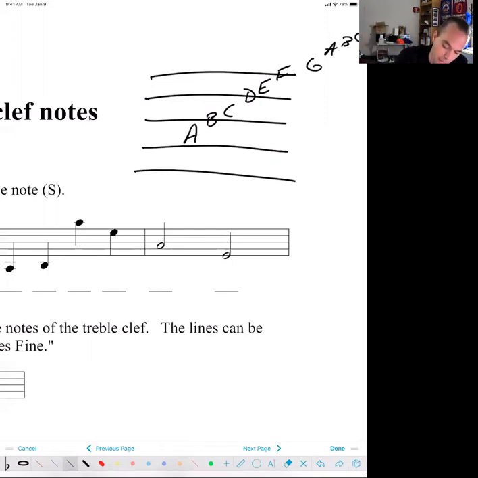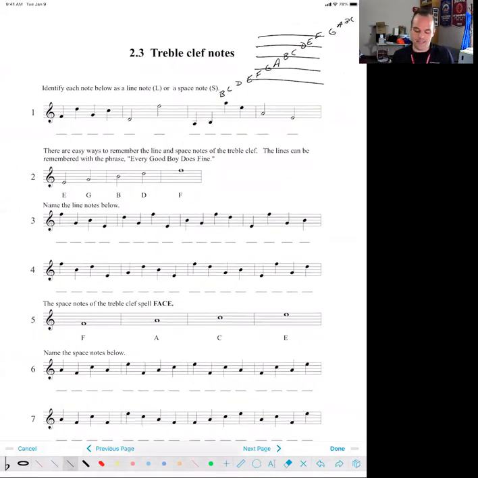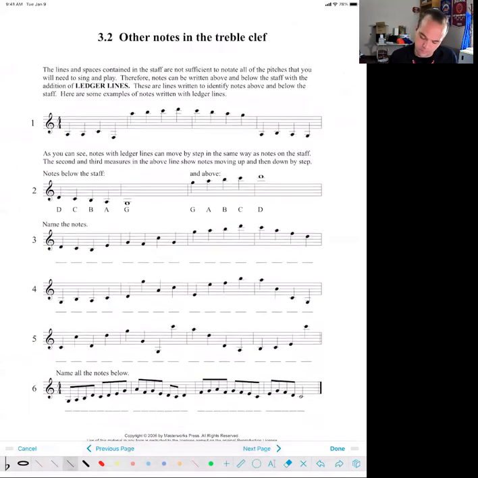Right? And if we go backwards, we just go backward through the alphabet. It just only goes to G. So we have G, F, E, and it would keep going, D, C, B, etc. So it's just A, B, C, D, E, F, G, A, B, C, D, E, F, G, A, B, C, D, E, F, G. So that's really, really easy. So on this page, they're just giving you practice from the lines and the spaces. No big deal. I'm going to jump forward.